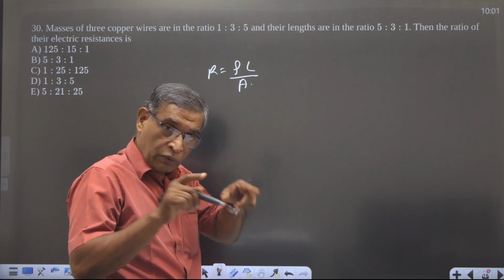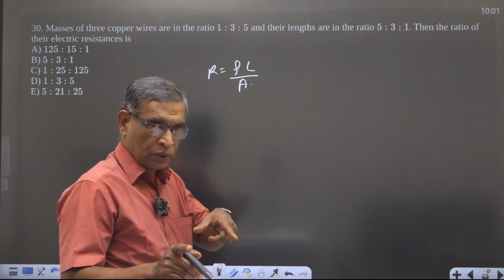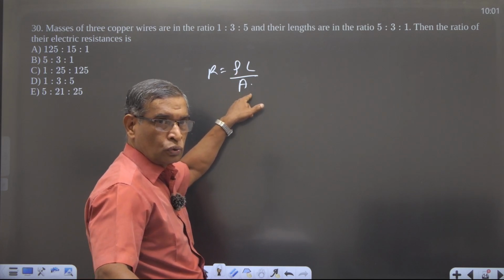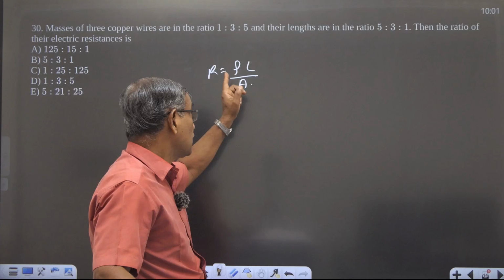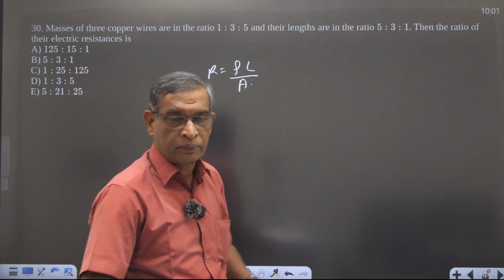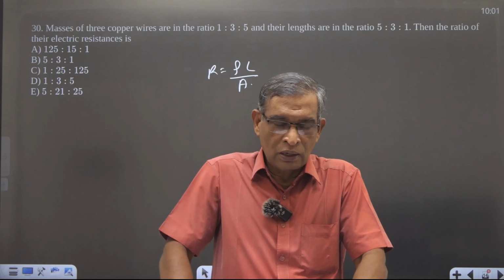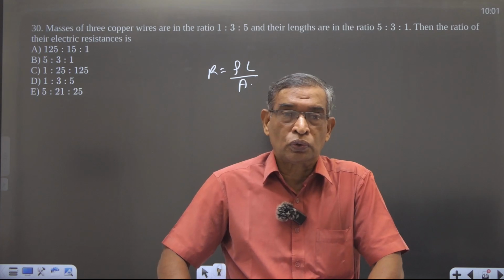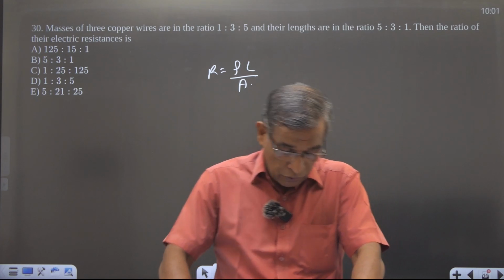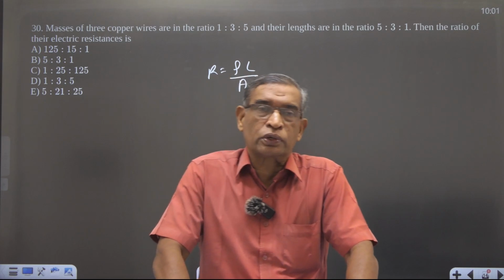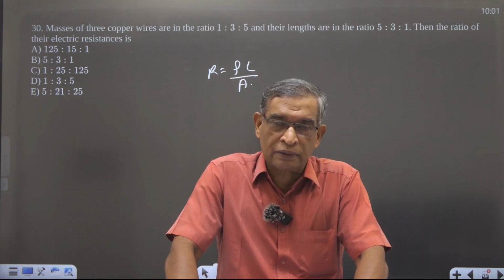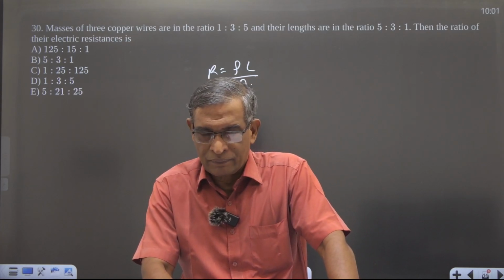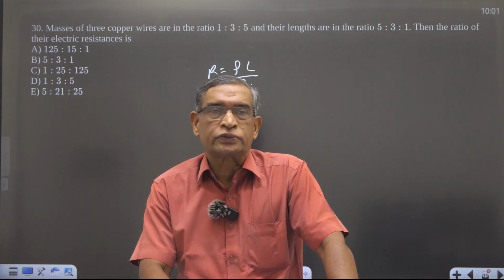And if R1 is to R2 is to R3 is asked, the material the same, rho is a constant, then L1, L2, L3 must be given, and A1, A2, A3 must be given, or radius at least. We are not given that. Instead, we are given the mass ratio, not the radius ratio. Therefore, what is our duty? Our duty is to replace the unknown term, the area, with something in terms of mass.